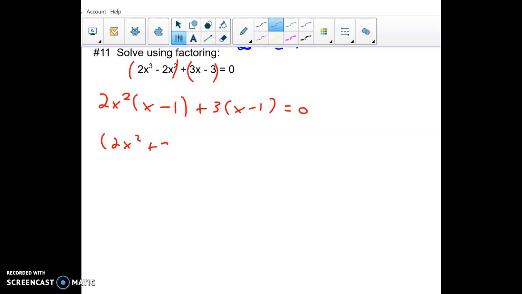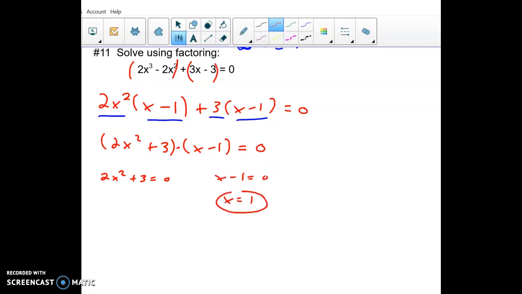So we take whatever's in front, 2x squared plus 3, that's one of our factors. And then the parts that match make up our other factor, so times x minus 1. All right, and then set those parts to 0. So we could do 2x squared plus 3 equals 0, and x minus 1 equals 0, and add 1. That'd be one answer here.